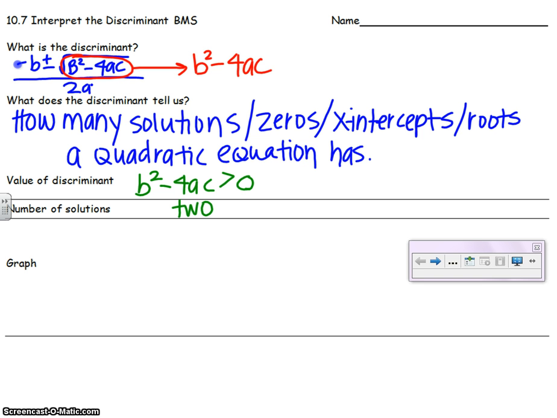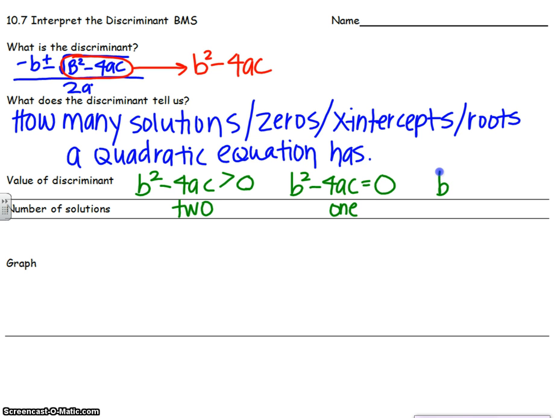If we have b squared minus 4ac is equal to 0, then we will have one solution. And if we have b squared minus 4ac is less than 0, so it would be negative, we'll have no solutions. And if we think about that, that makes sense, because if we're trying to take the square root of a negative number, we're not able to do that.